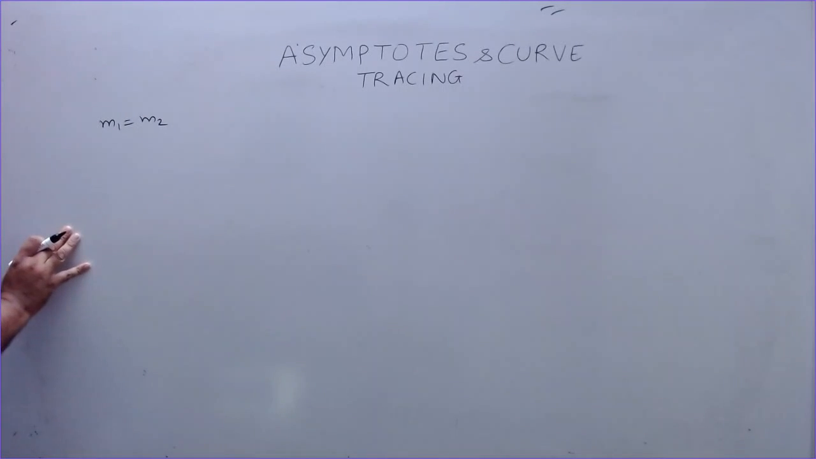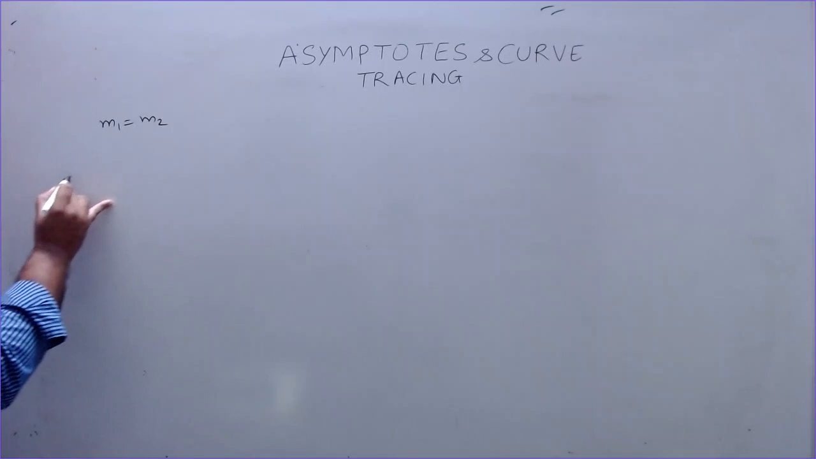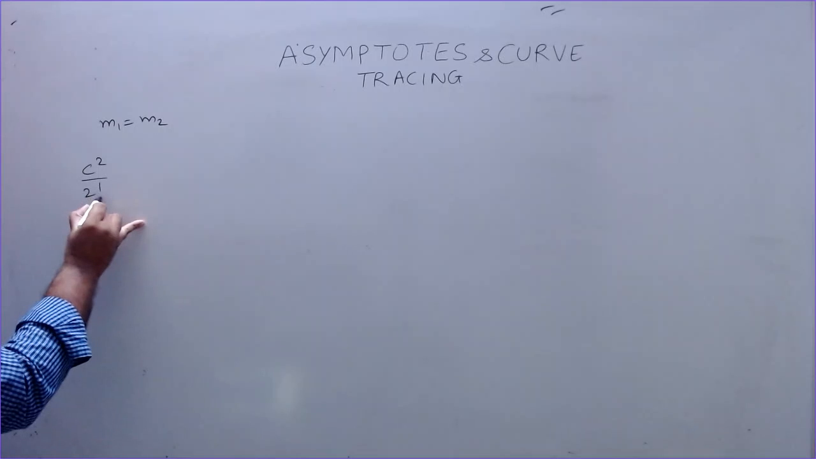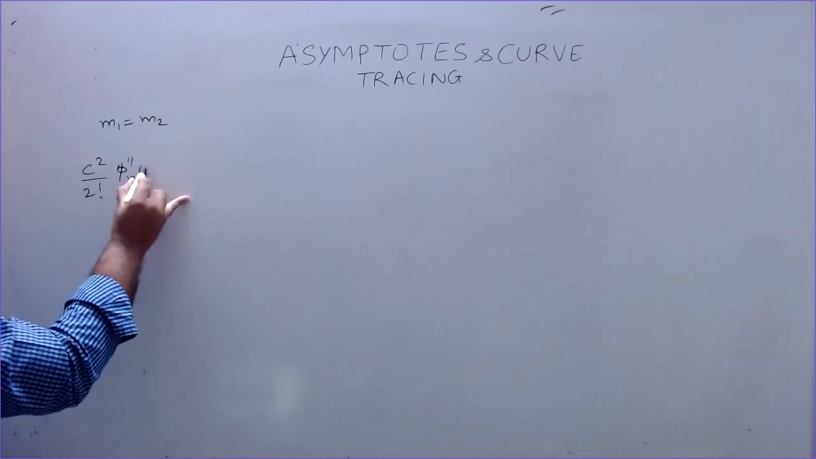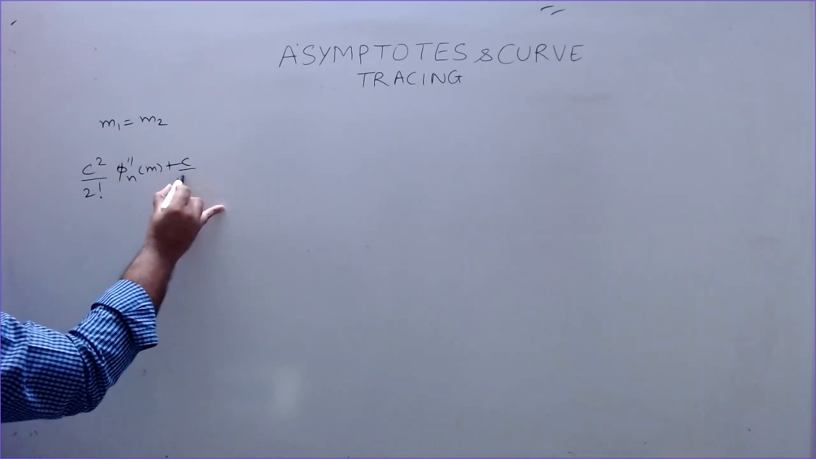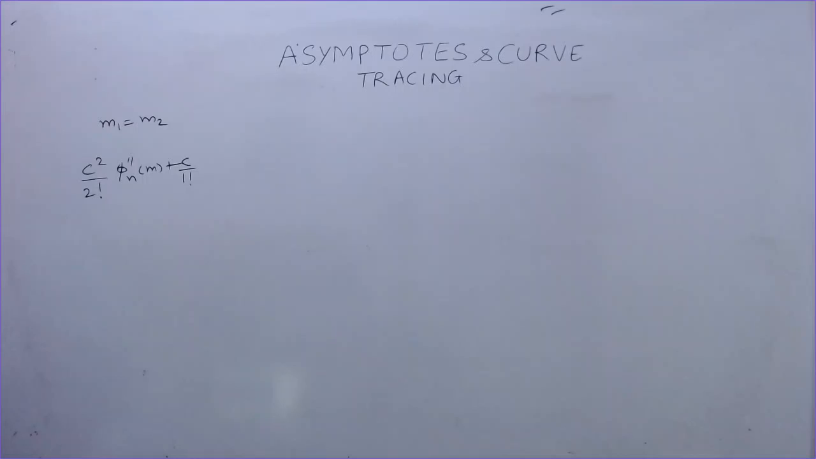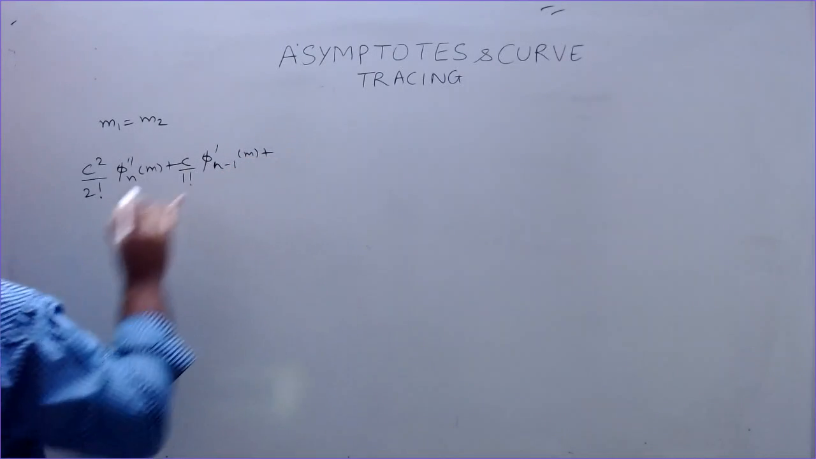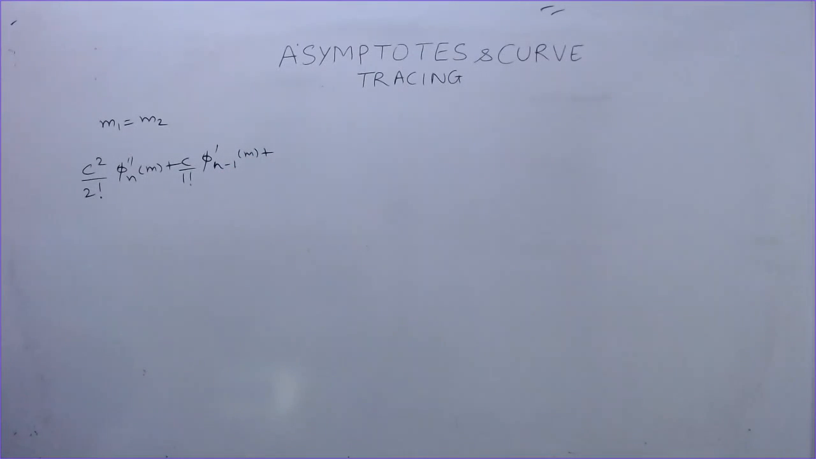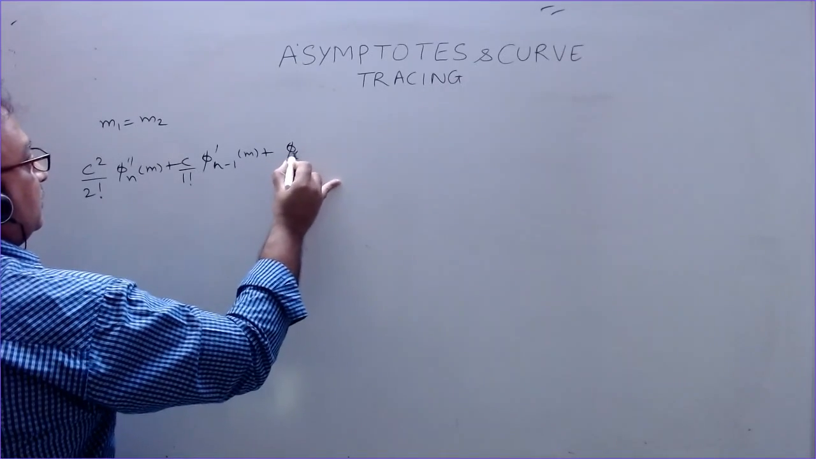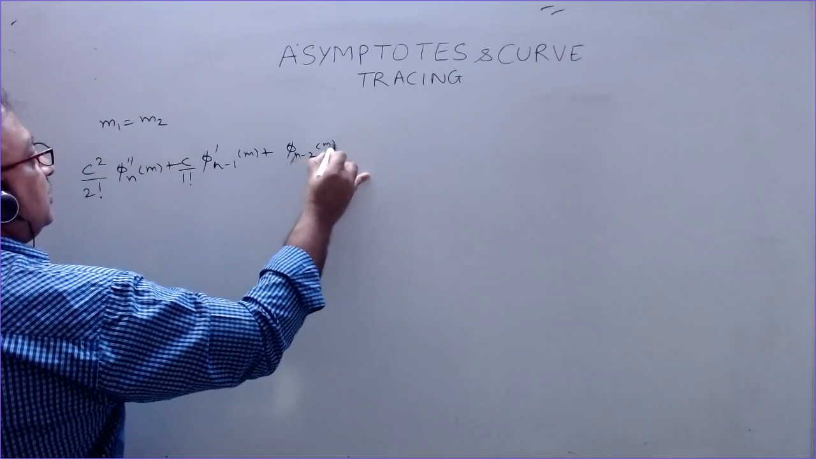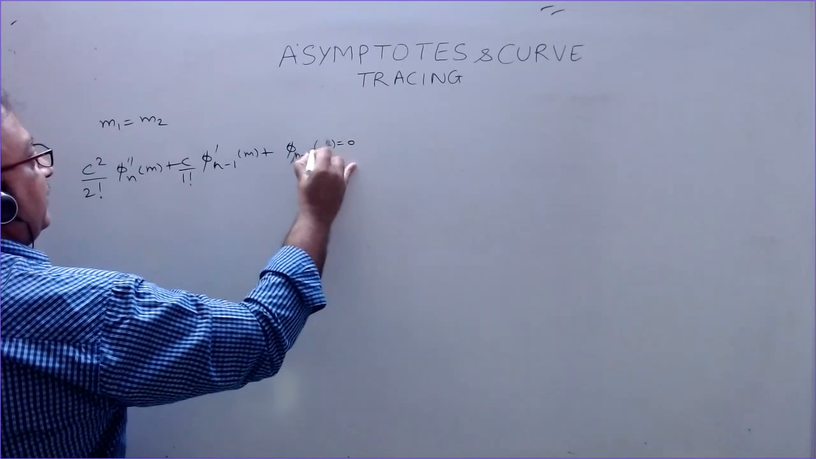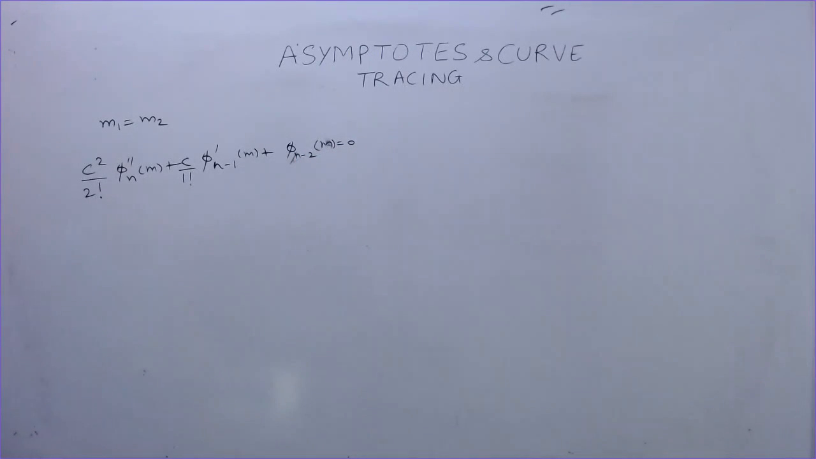So in that case, there are two asymptotes which are parallel to each other. So in that case, for finding c, I will write c square divided by factorial 2 second derivative of phi n m plus c by factorial 1 multiplied by phi dash n minus 1 m plus phi n minus 2 m is equal to 0. This is the case when we have two asymptotes which are parallel to each other.